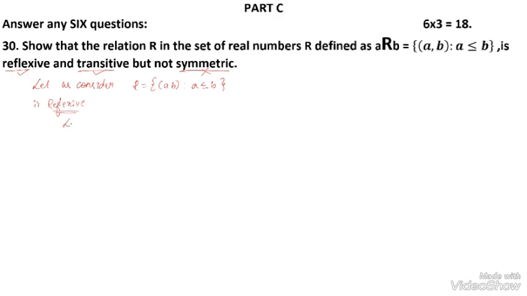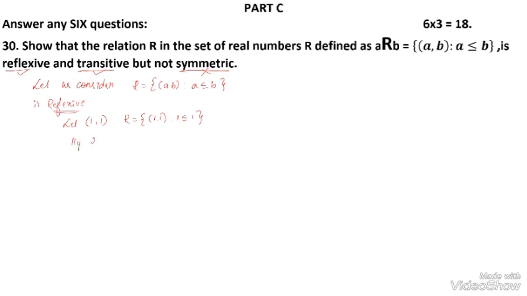Let a be a real number. It can take the values 1, 1. Then the relation holds, (1, 1) such that 1 is less than or equal to 1. Here there are two conditions: one is less than and another one is equal. So the condition holds for equality. (1, 1) belongs to R, since 1 is less than or equal to 1 only.